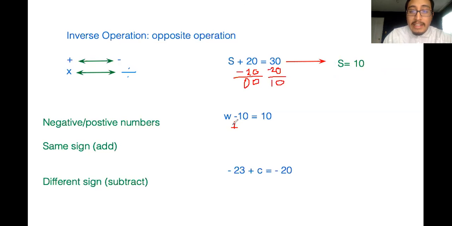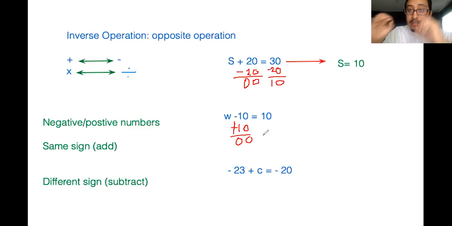And why am I adding 10? Why am I not adding 9, 12, 13? The reason I'm adding 10 is because I want to get rid of this 10. I don't want to change it. I don't want to create another number. I just want to get 0. So minus 10 plus 10 is going to give me 0 because they cancel each other out. It's like negative 10 plus 10.